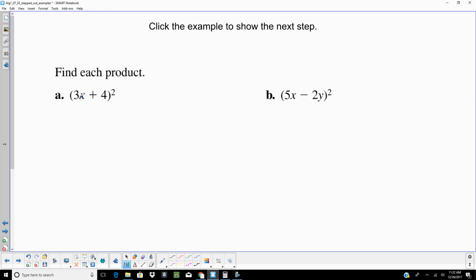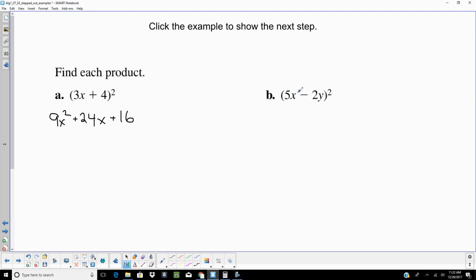So, if I were to do this one, 3x squared is 9x squared. 3x times 4 is 12. Double it, and you get 24x. Square the last one, and it is 16. Piece of cake. It's a lot easier than FOILing it out.